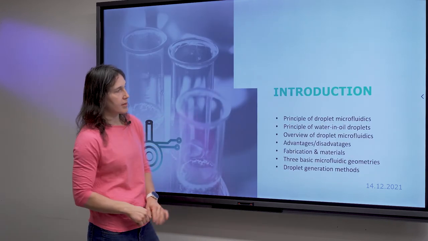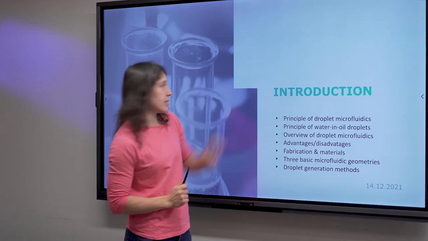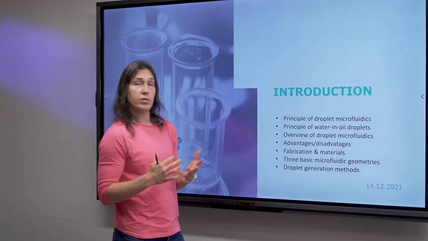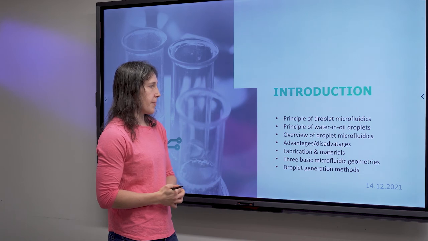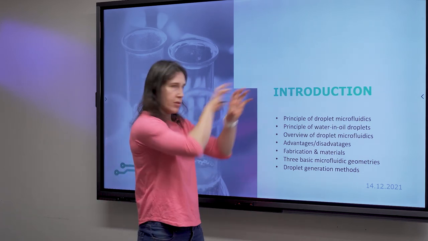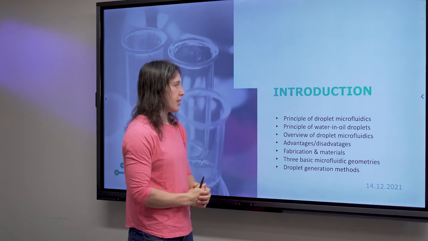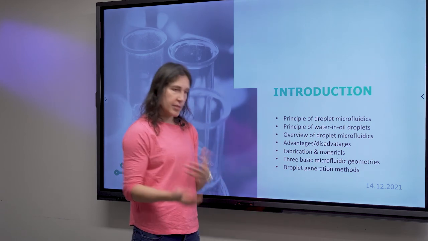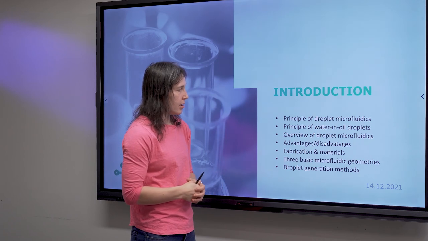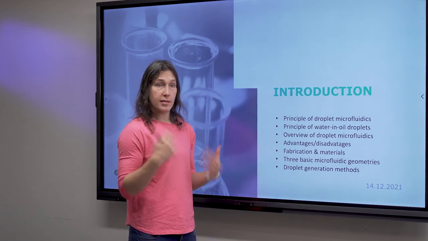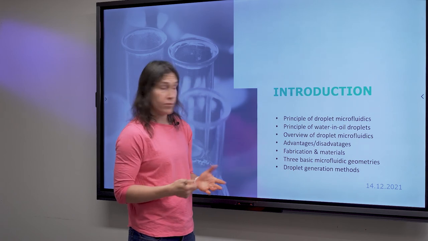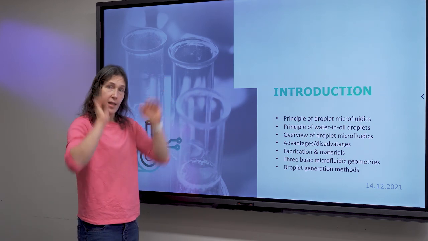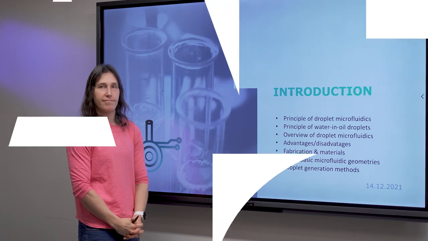Okay, I think that's about it. So just to summarize what we went through: the principle of droplet microfluidics, then what water-in-oil droplets are used for. Then we had the overview of the three major things that are usually included in making droplets, the advantages and disadvantages, then the different fabrication materials like PDMS and glass, then the different geometries: the T-junction, flow focusing, and co-flow. And finally the droplet generation methods, where you have a passive form and you have an active form. All right, thank you for listening.